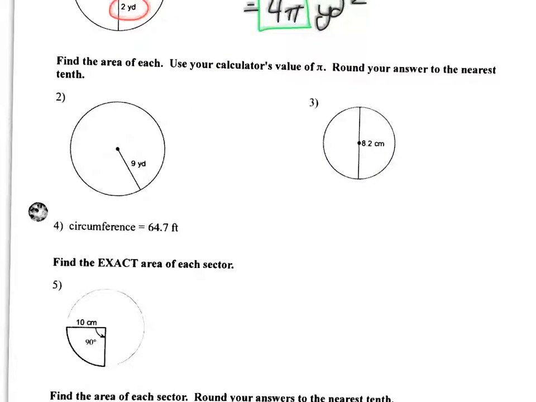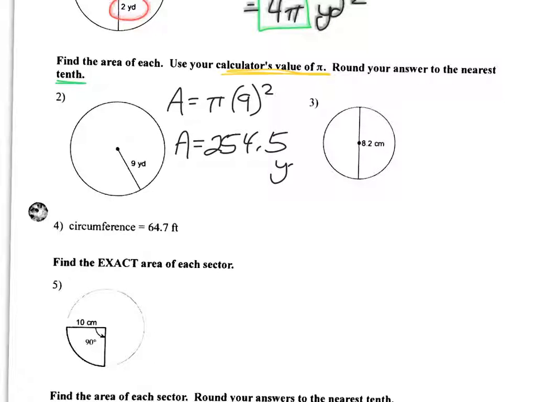Find the area. Use your calculator's value of pi. That means you want to use the pi button on your calculator and then round to the nearest tenth. Don't round until you finish the problem. Okay. So it's pi times 9 squared. So this time I'm just going to type that in on the calculator just like it is. So I use the pi button on the calculator times 9 squared. And then I round at that point. So it'll be 254.5 yards squared.